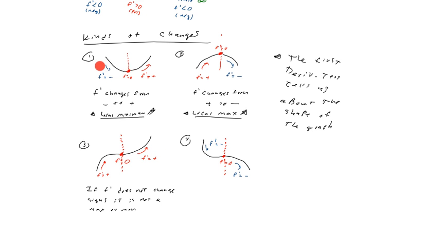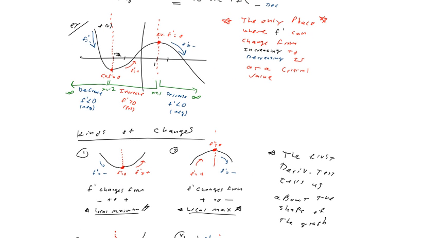Look at this graph here. The only spots that the graph can change from decreasing to increasing is at these critical values on the edge here. And so we use the first derivative test to test, well, what's happening in this interval? In this interval, is the graph going up or down?